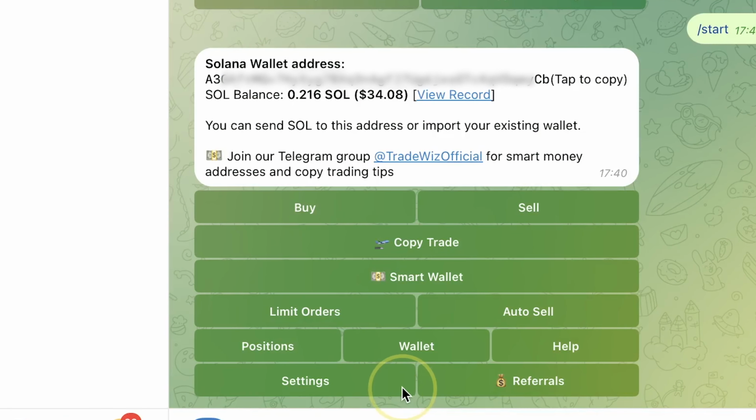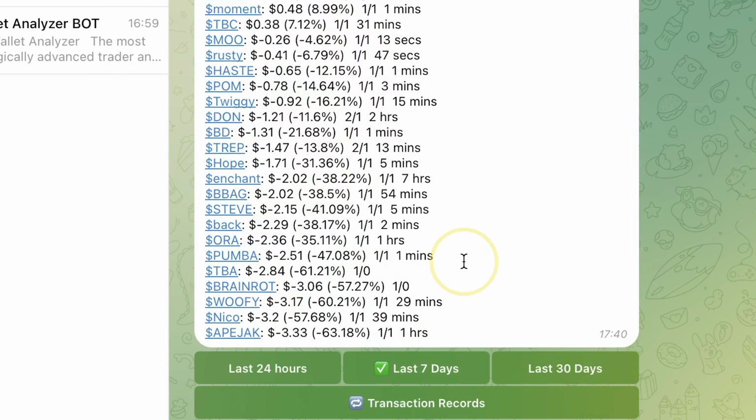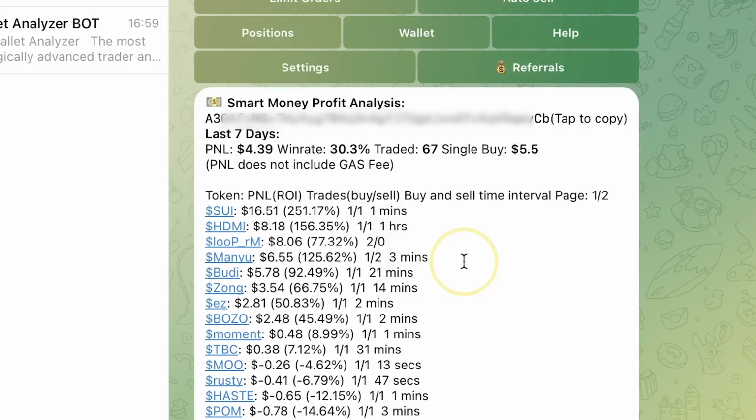If I want to see the general performance of my wallet, I go to the beginning and click on view records. I will see here the general performance of my wallet. So what I'm doing basically is trying to filter out the very poor performing wallets till I get the right wallet. Finding consistently profitable wallets requires testing. That is why I recommend starting with a small amount to minimize risk. Once you find a wallet that performs well, then you can scale. The reward can be significant.